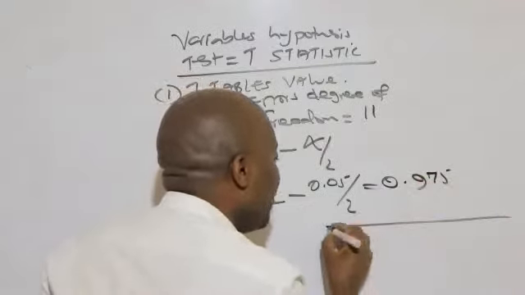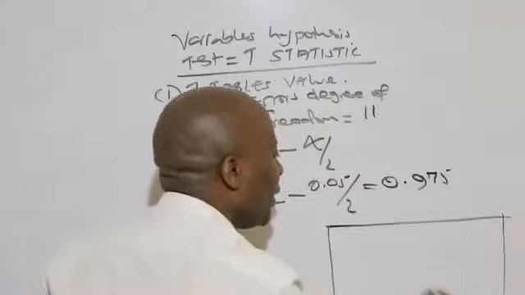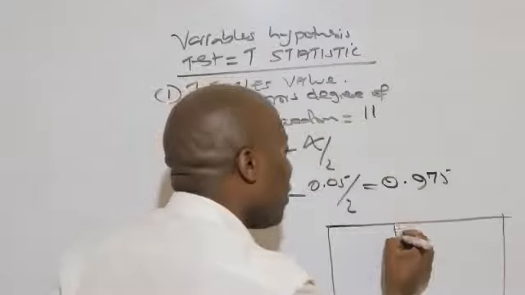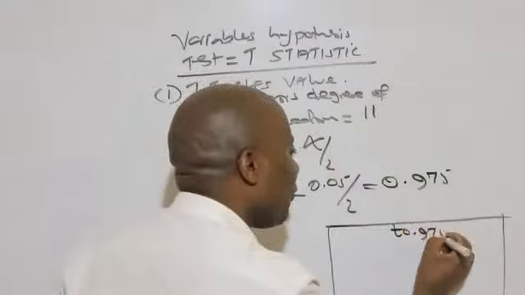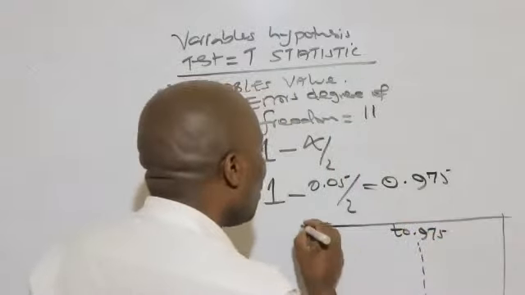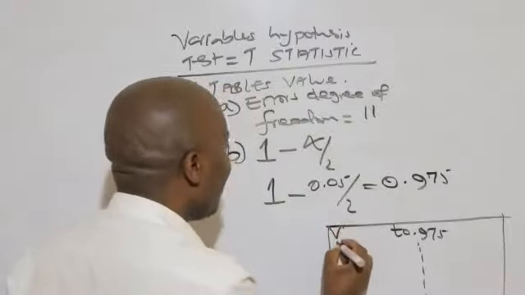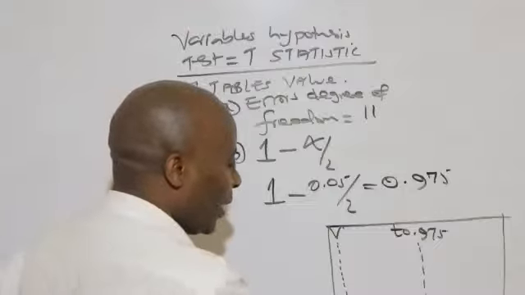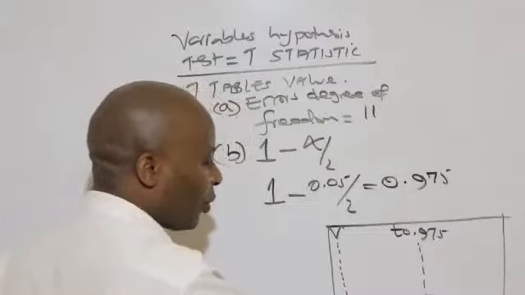Now please do me a favor. Go to your T tables. You can even download this. Go to your T tables figure. Read up here where you are able to see the T.975. You walk down to where you are able to see a column of v. v stands for degrees of freedom, 11.